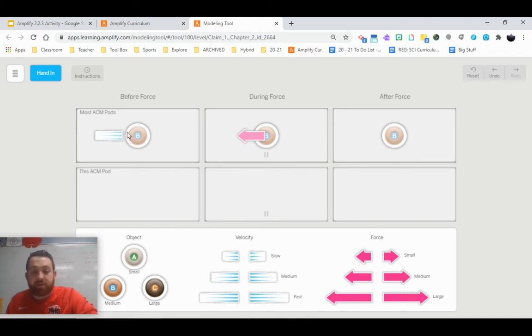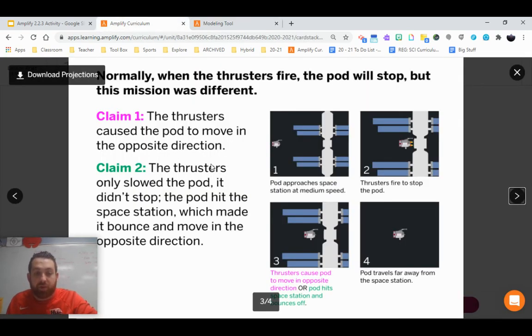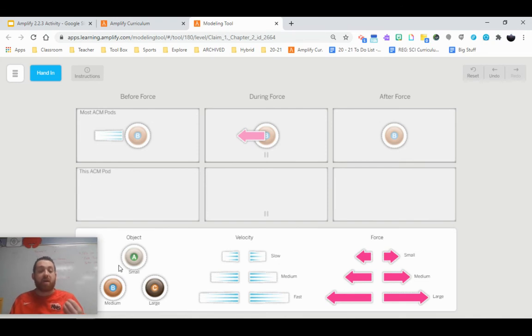After you do that, you're going to re-enter the tool using a different link, and then you're going to do claim 2. So the thrusters only slowed the pod, it didn't stop the pod. The pod hit the space station, which made it bounce off in the opposite direction. So now I'm going to, again, choose my object to represent what's going on with claim 2, thinking about our asteroids, its mass, that sort of thing. I would model its velocity, I would add the force in the middle, and then I would model what the velocity is after that impact. And of course, I'd hit "hand in" again.